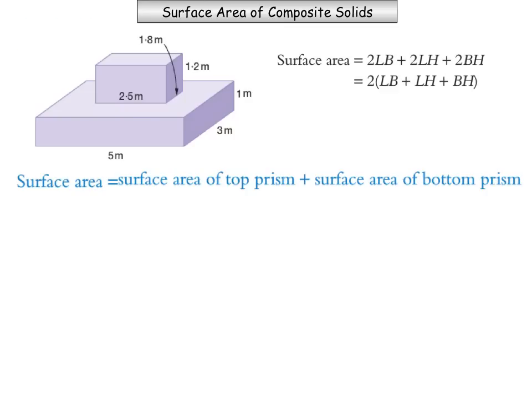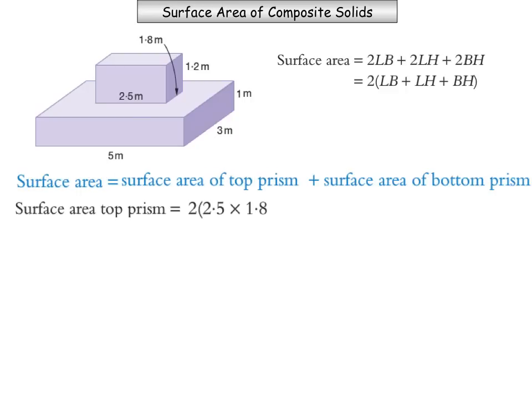Okay, so we've got that the surface area is equal to the surface area of the top prism plus the surface area of the bottom prism. Now previously in the other videos we've found that the surface area can be found by multiplying 2 times the length times breadth, 2 times the length times the height, 2 times the base times the height. So we need to make sure that we're using that when we find it.